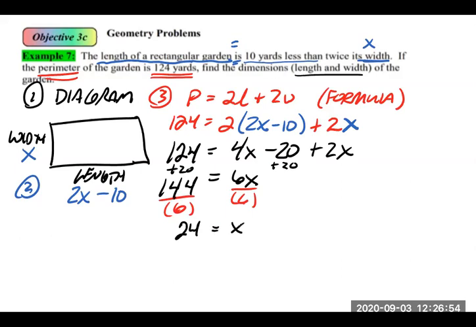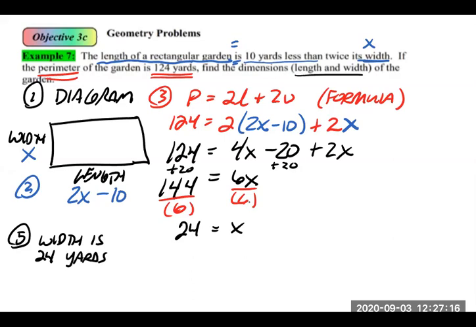So now this is where I need to go back. I got x is 24. So part 5, I'm going to answer the question. So x was the width. So we can say that right away. The width is 24 yards. This is in terms of yards.